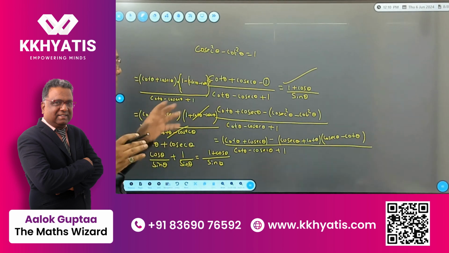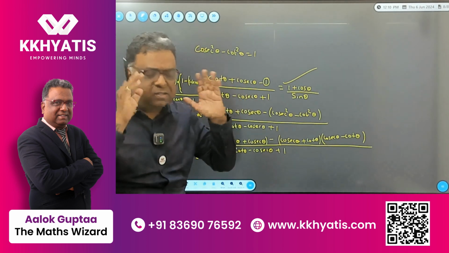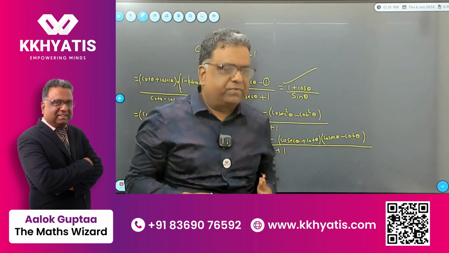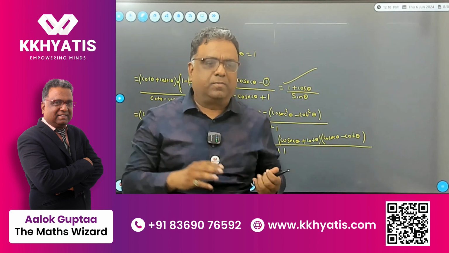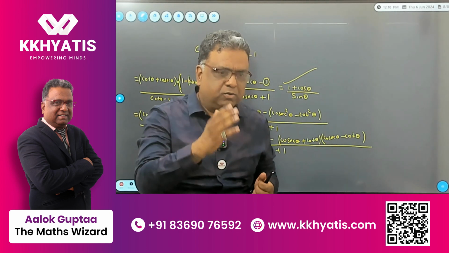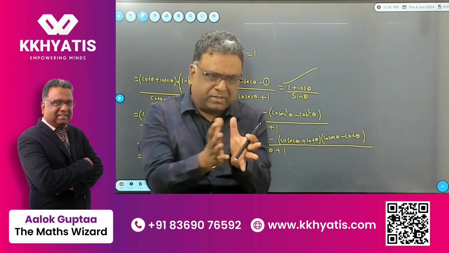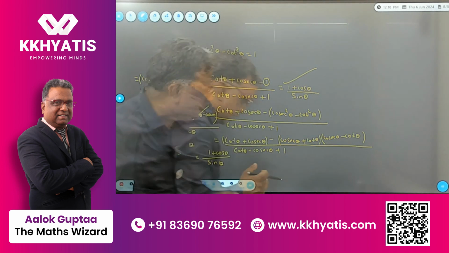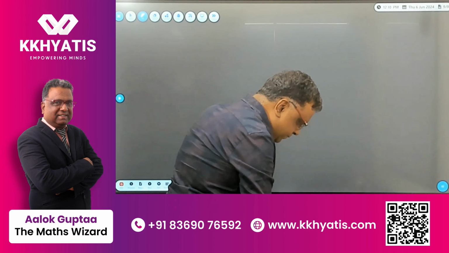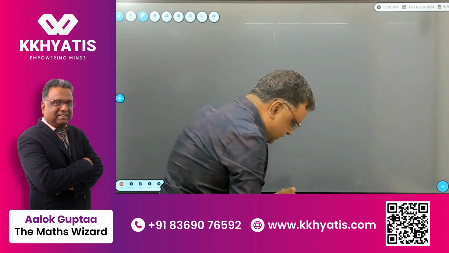So you see, just by using the identities, understand one thing. Any proof sum or any trigonometrical sum, you have to solve using identities or using the basic concepts of trigonometric ratios. Okay. Let's try to take some more challenging sums.